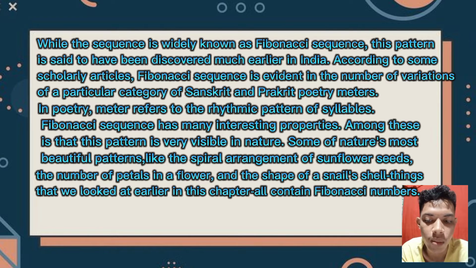In poetry, meter refers to rhythmic patterns of syllables. The Fibonacci sequence has many interesting properties. Among these is that this pattern is very visible in nature. Some of nature's most beautiful patterns, like the spiral arrangement of sunflower seeds, the number of petals in a flower, and the shape of a snail's shell, things that we looked at earlier in this chapter, all contain Fibonacci numbers.